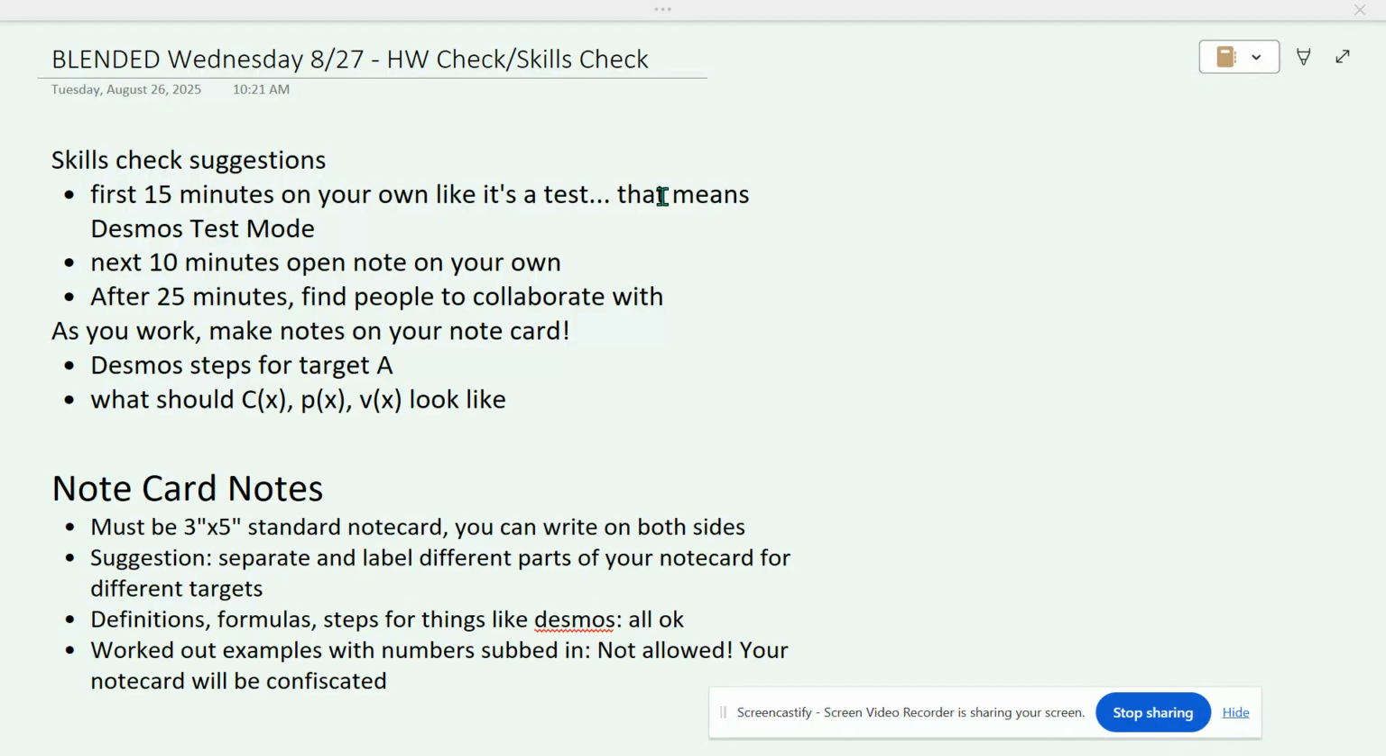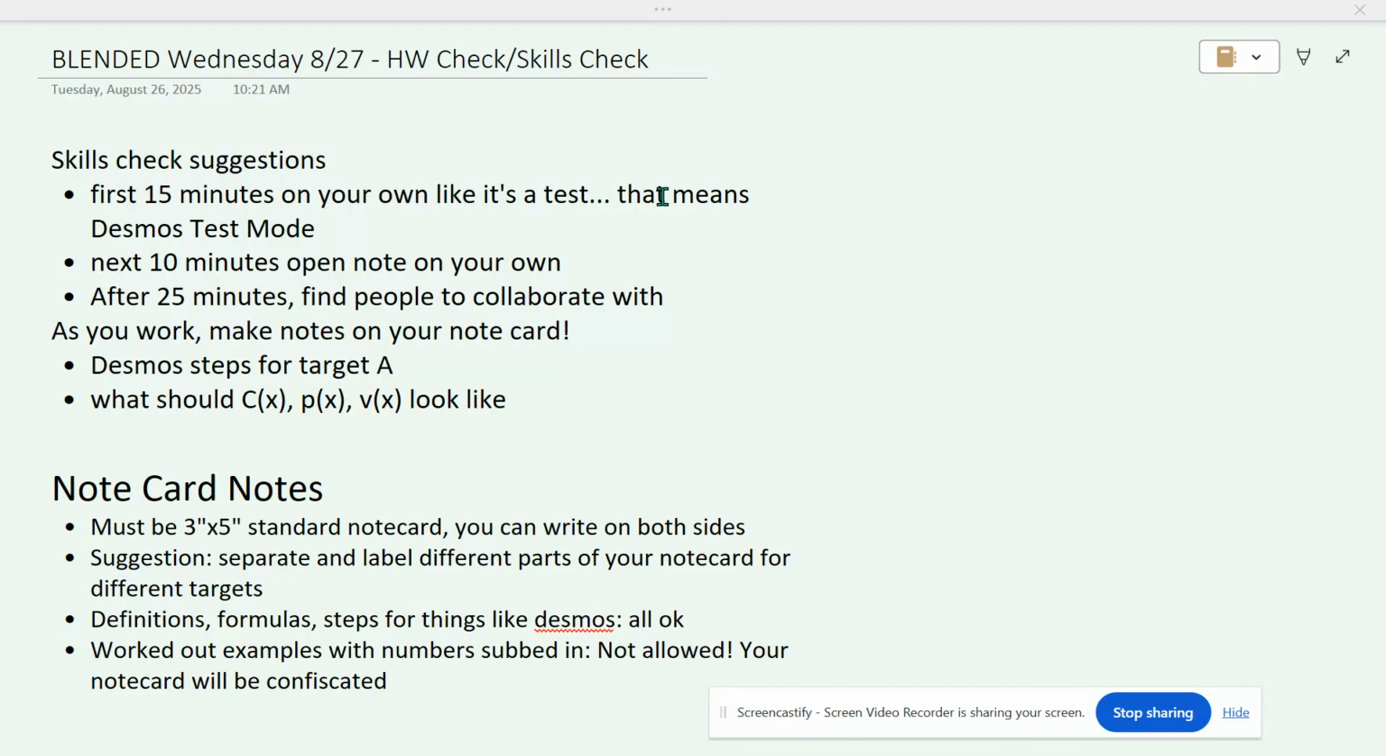So if you're in the Learning Commons and other students are in the Learning Commons, work with them. If you were blended from a coffee shop, find a friend to work with there. If you are at your house, maybe text a friend, FaceTime a friend, have some sort of call to work with it together. While you are working, you're going to make a note card.